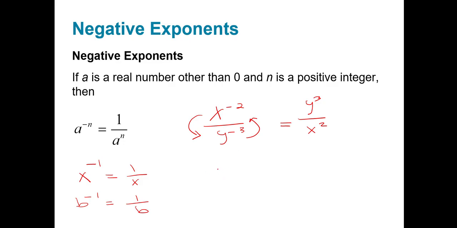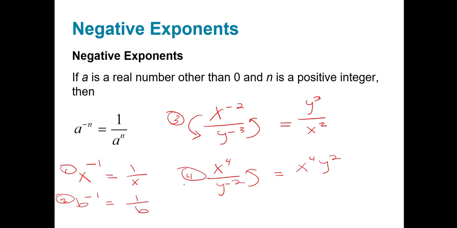Let's look at another example. If we have x to the 4th over y to the negative 2, if you notice here, the y is the one that has a negative exponent. So that's the one that I'm going to send to the top. But the x to the 4th is a positive exponent. So I'm not moving that. I'm leaving it exactly as it is. Okay? So now my exponents are positive. So the movement from top to bottom would change the sign. Okay? The movement from top to bottom would change the sign.